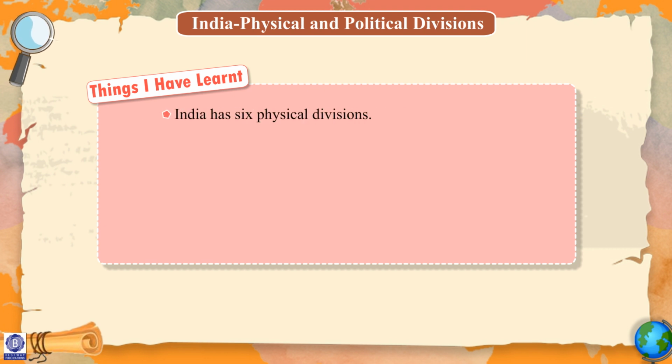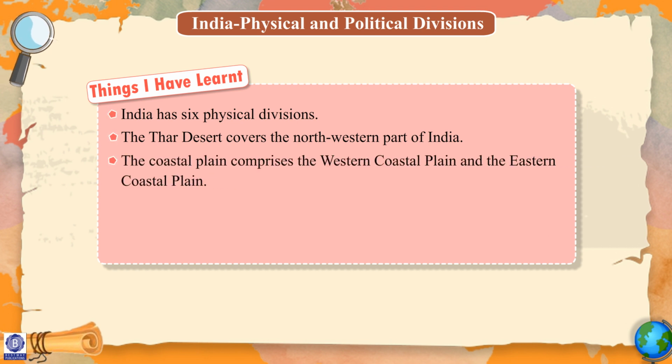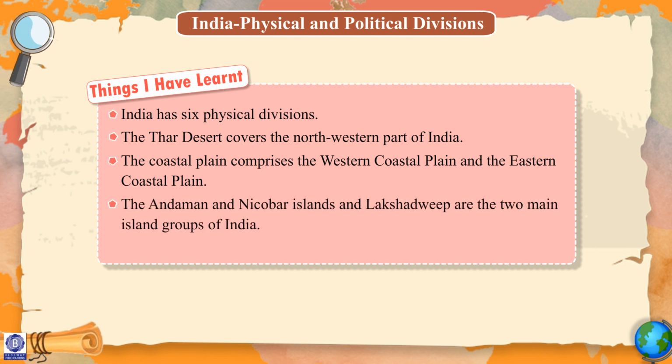Things I have learned. India has 6 physical divisions. The Thar Desert covers the northwestern part of India. The coastal plain comprises the western coastal plain and the eastern coastal plain. The Andaman and Nicobar Islands and Lakshadweep are the 2 main island groups of India. There are 28 states and 8 union territories in India.